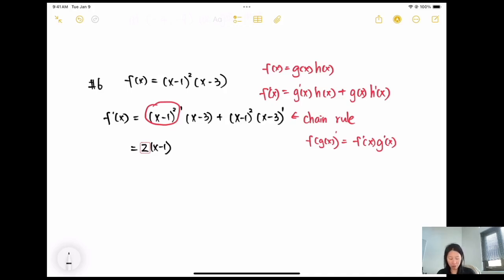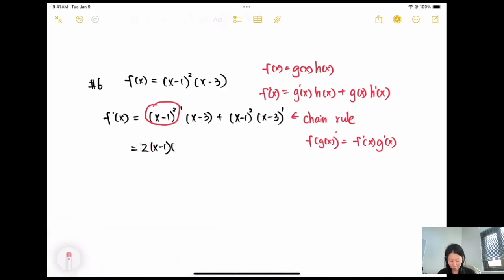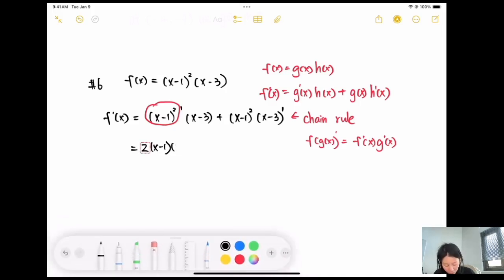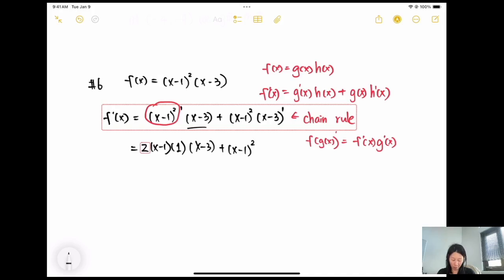In this case, we have the derivative of just x. The derivative of just x is equal to 1. So that's the chain rule. And then times (x minus 3) plus (x minus 1) squared, where the derivative of x minus 3 is equal to 1. Okay, now simplify it.